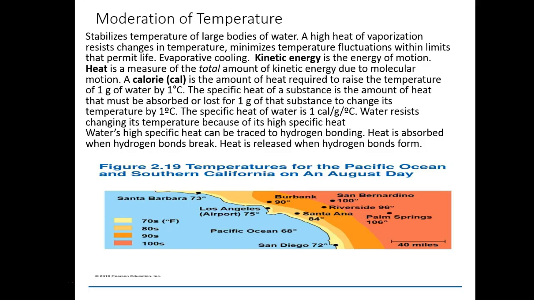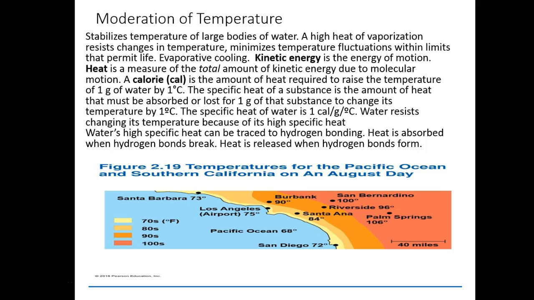Next property of water is its high specific heat, so its ability to stabilize temperatures because of hydrogen bonding. I know I'm a broken record. But moderation of temperature: we would not be able to have life on Earth if we had extreme temperatures. And water, which by the way covers most of our planet, stabilizes large bodies of water because you have evaporation.